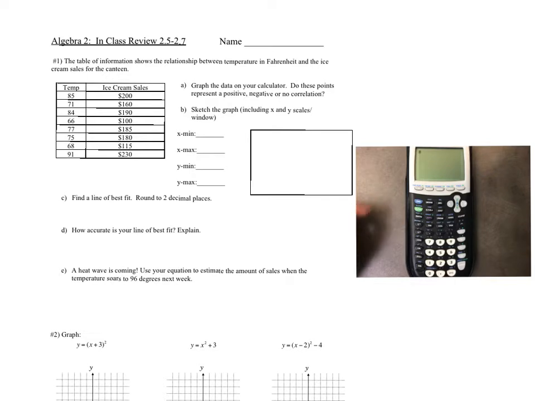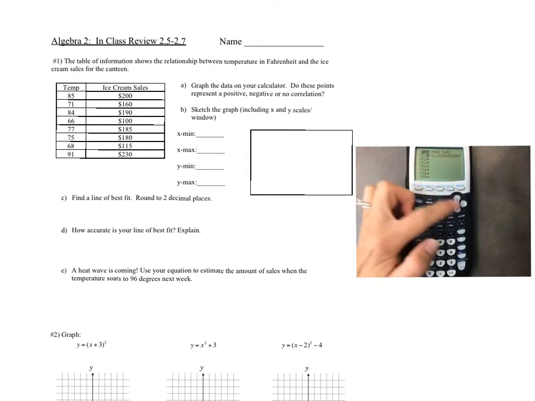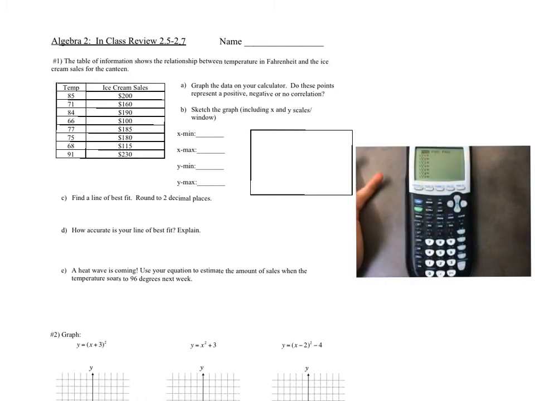So first thing you wanna make sure of is that you don't have anything stored here. You wanna clear that out. So in Y1, you're gonna go clear. Make sure your plots are on. They probably are, because they don't go off on their own. And then you're gonna go stat, so we can put our points in, okay? So edit, enter number 1.